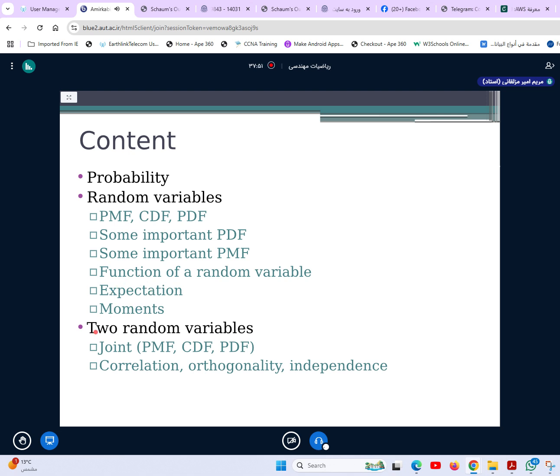Then we start our discussion about two random variables. We discuss joint PDF, joint PMF, joint CDF, and correlation, orthogonality, and independence of random variables.